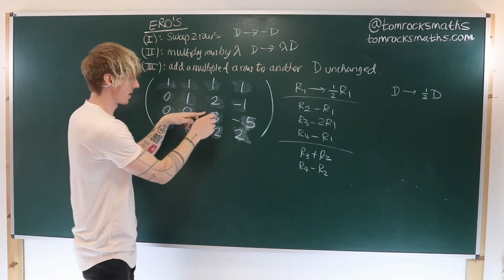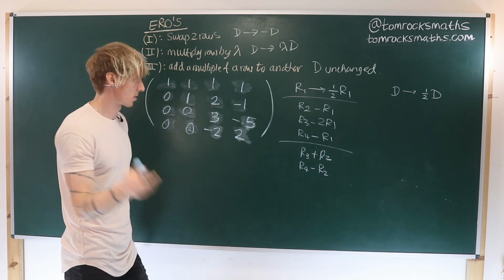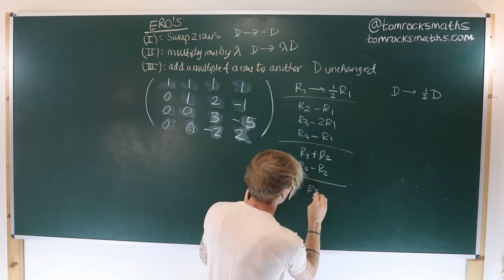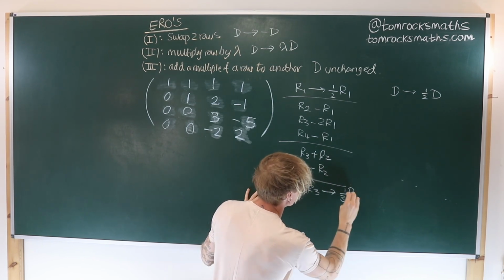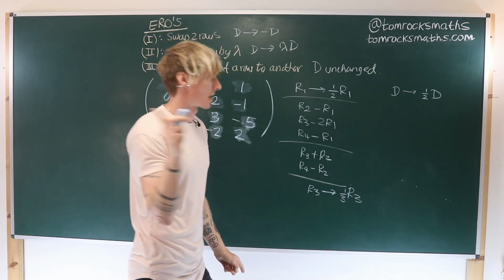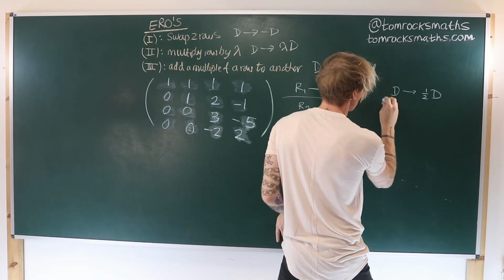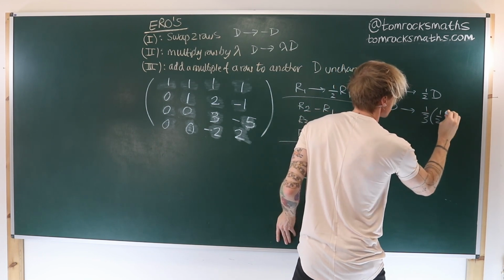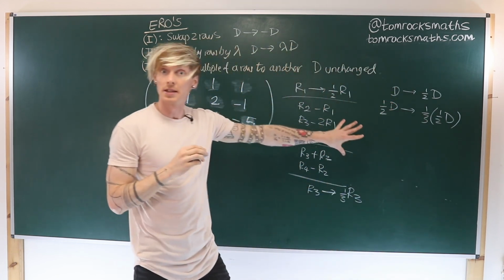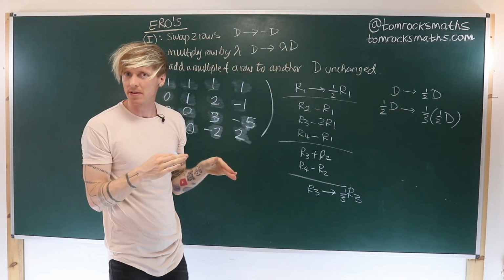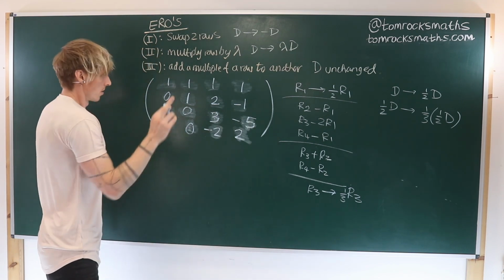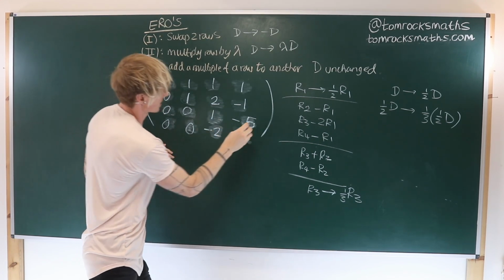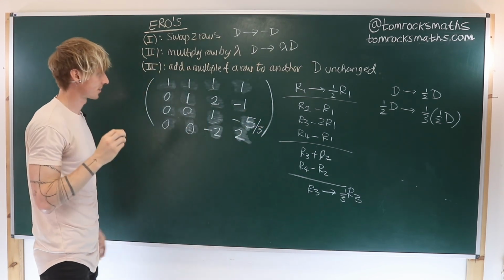Now, again, we want this 3 to become a 1. So we're actually now going to do row 3 is going to go to a third of row 3. So our determinant is going to change. So a half D has now gone to a third times a half D. And I'm including them together so I can keep track of everything that's happening. Right, so that's going to now become a 1, what we want. And then this is now going to be -5 over 3.